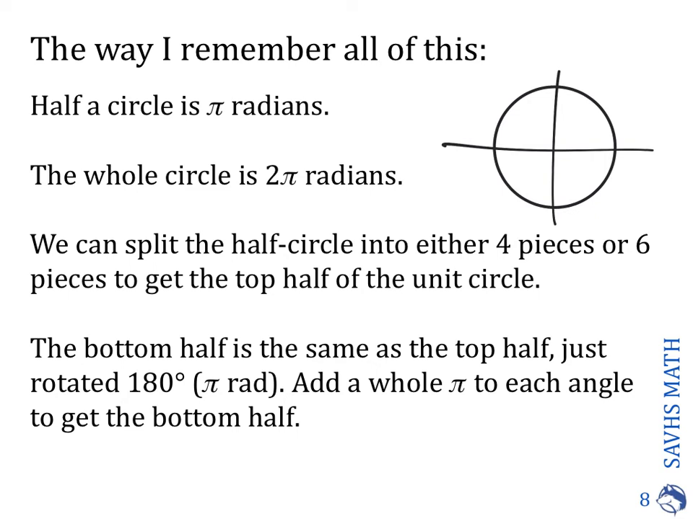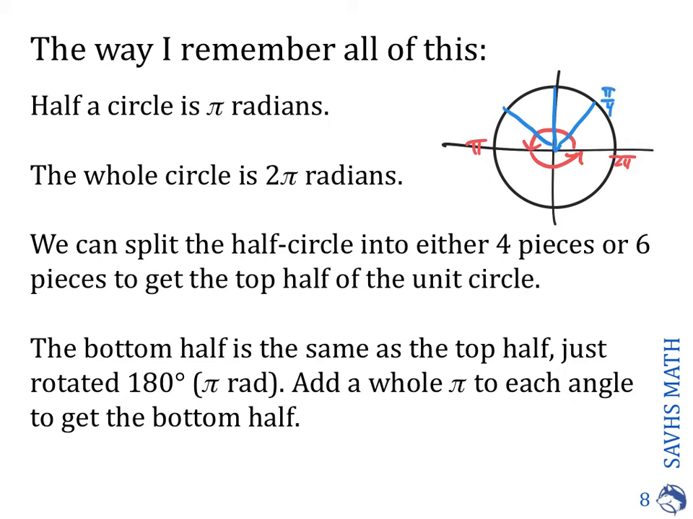I always remember that half a circle is pi radians. Therefore, the whole circle must be 2 pi radians. You can split that half circle into 4 pieces, so you can cut it into 1, 2, 3, 4 pieces. So now I have 4 equal parts.